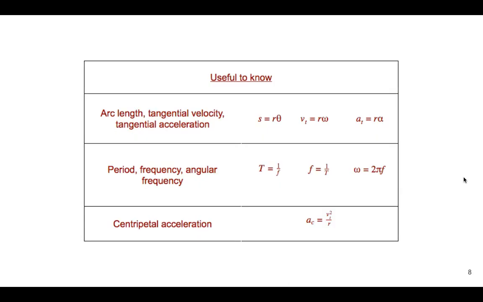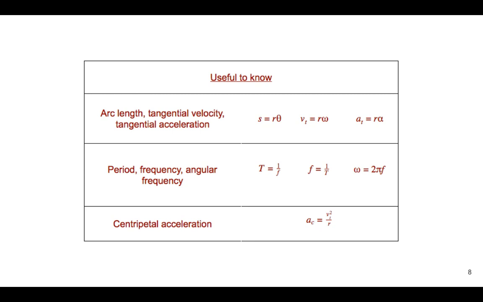So useful things to know. The formula for arc length, S is equal to R theta. That's the most useful. Well, occasionally we'll use the other ones. The other ones are saying V tangential is equal to R omega, and A tangential, tangential acceleration, it's not angular at all, tangential acceleration is equal to R alpha. And these only work if your angles are in units of radians. So this would be in radians, this would be in radians per second, this would be in radians per second squared.